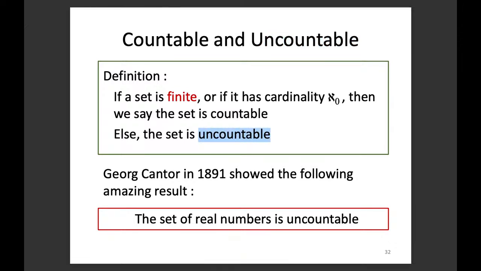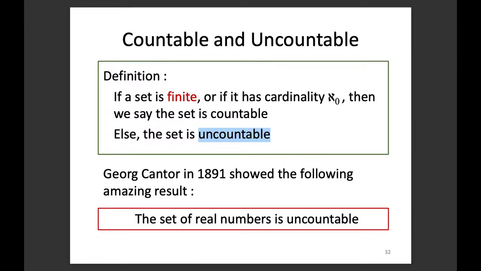Now, amazingly, showing things to be countable is easy, right? It is because we just need to find a way to count things out. But how do we show things to be uncountable? Somehow, the idea here is to show this by contradiction. In 1891, Georg Cantor, a German mathematician, showed that the set of real numbers is actually an uncountable set.